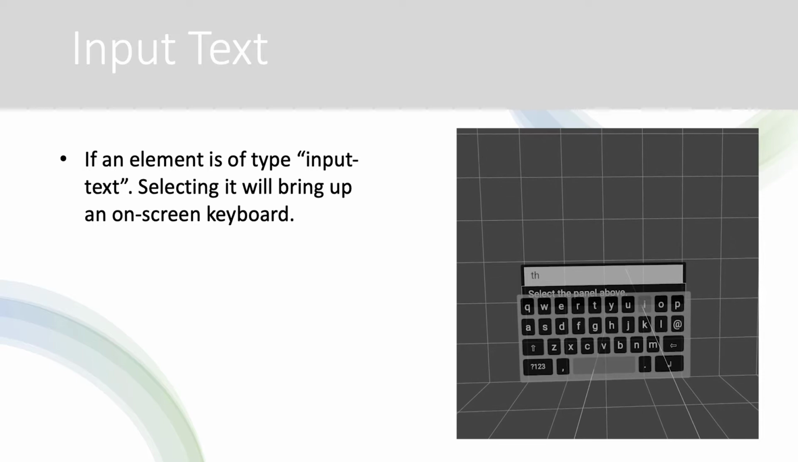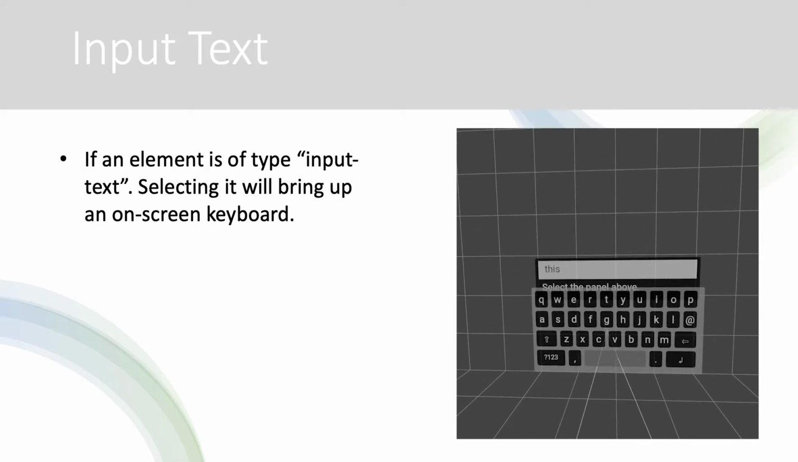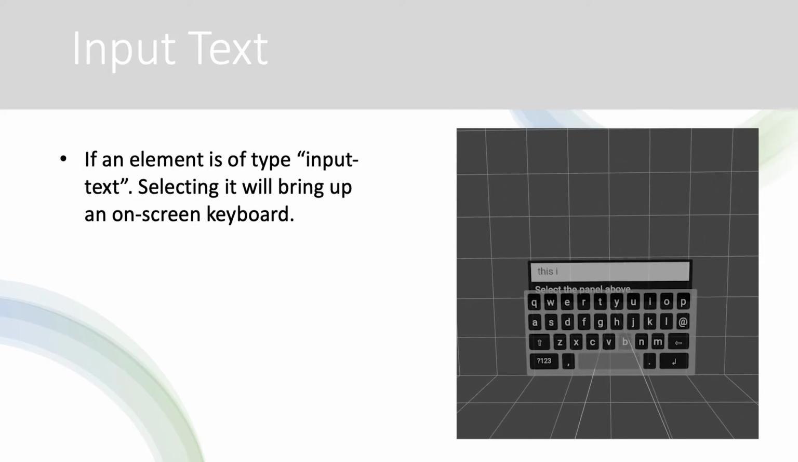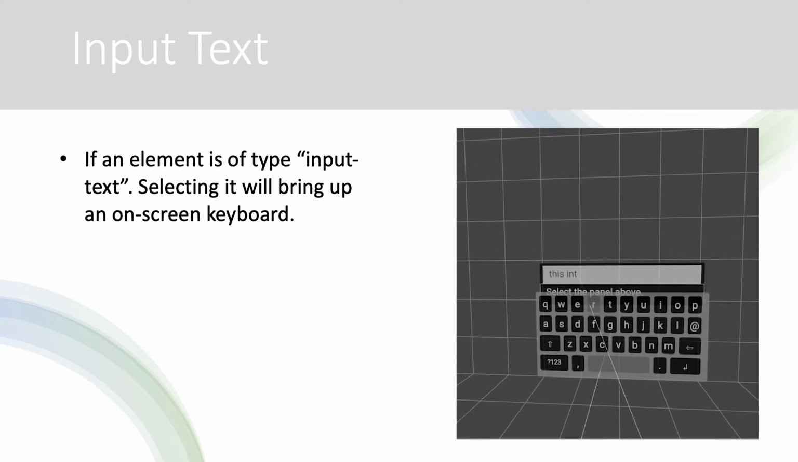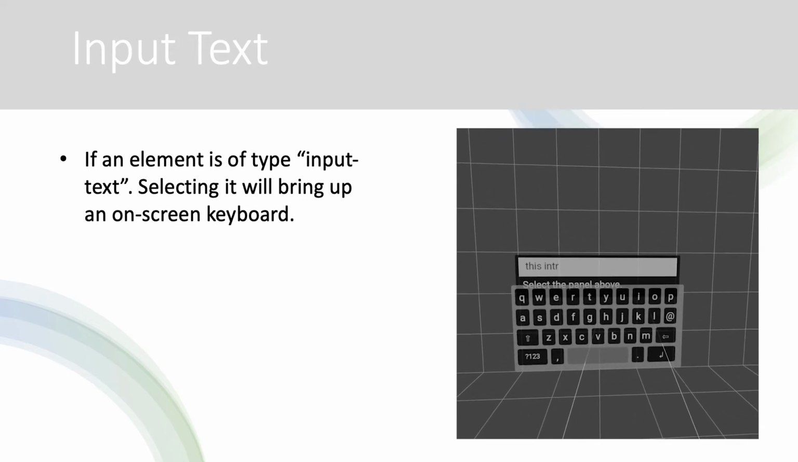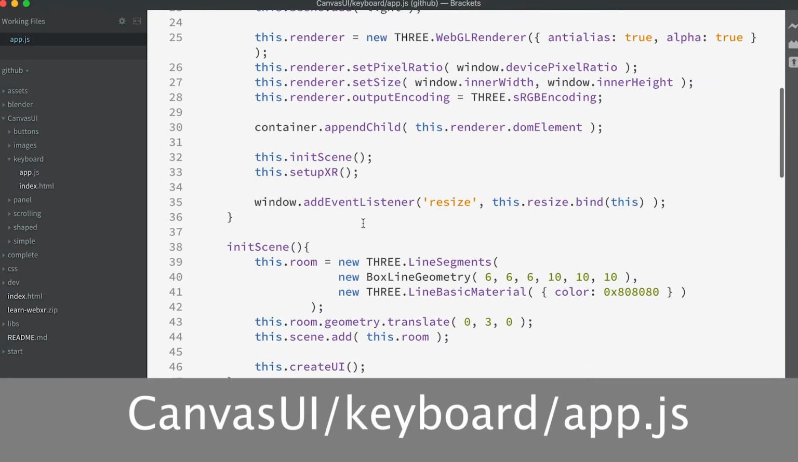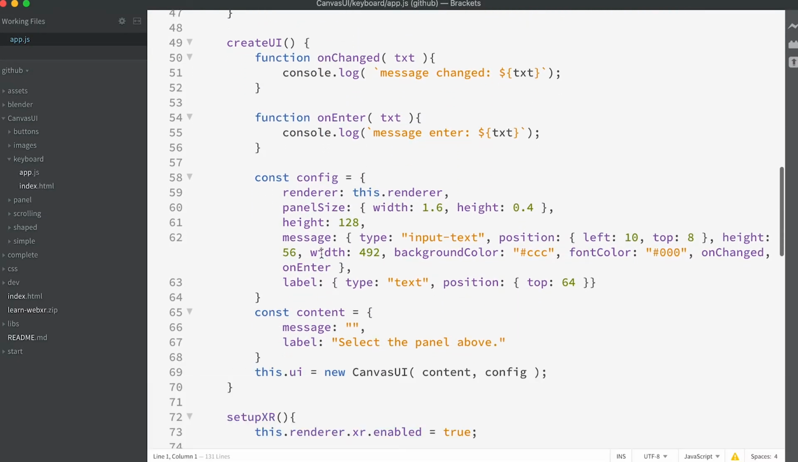The final example we'll look at is input text. When an element has the type input-text, selecting it will bring up an on-screen keyboard, allowing the user to enter text. Take a look at app.js in the folder CanvasUI Keyboard. Notice we pass a renderer and set message to be of type input text. If an element is of type input text, then it can have a placeholder, and if the current value of the element is an empty string, then the placeholder will be displayed at 50% opacity. If placeholder is not provided, then the element will be empty.